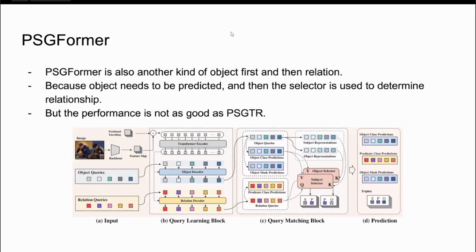And I also know this is another method published in the PSG paper. I think this is also another kind of object first and then relationship, because we need to predict the objects and then use a selector to determine, for each relationship, what is the object and what is the subject. So I think this is another kind of object first and then relationship model, but the performance is also not as good as PSGTR, especially when we train the model for 60 epochs.